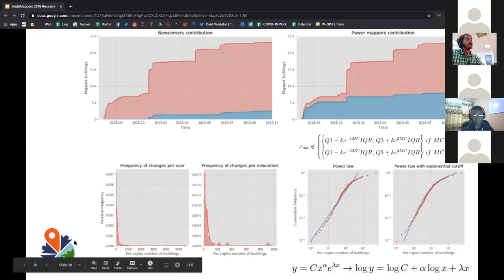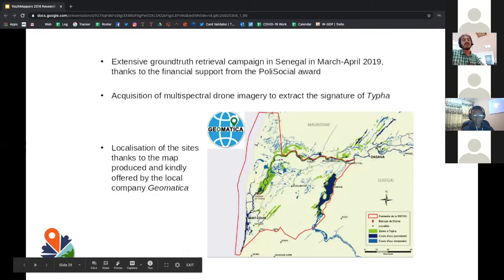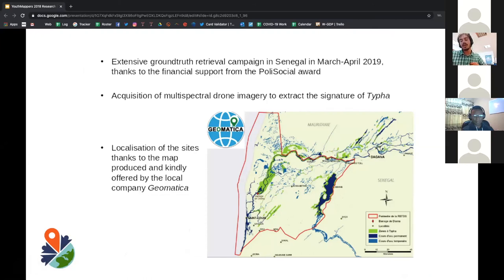Next slide. This aspect is common in OpenStreetMap, but not only in OpenStreetMap, in general, in all citizen science projects. And we saw also that the same distribution applies both to the normal users and the newcomers. So the newcomers were also following this distribution.